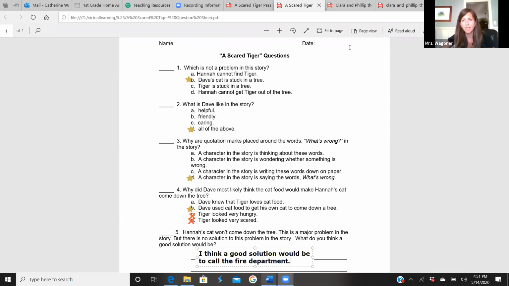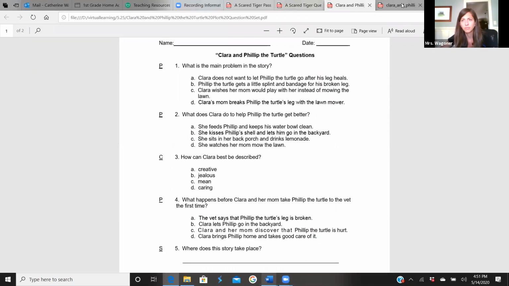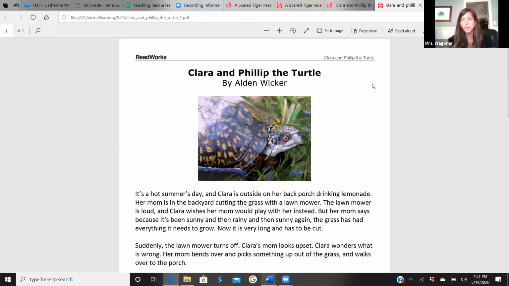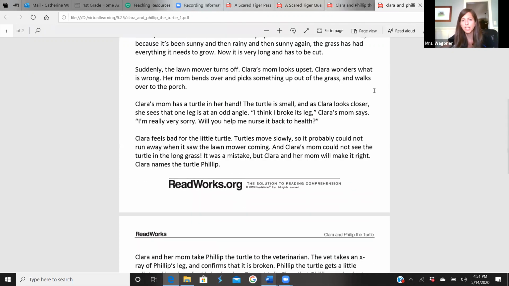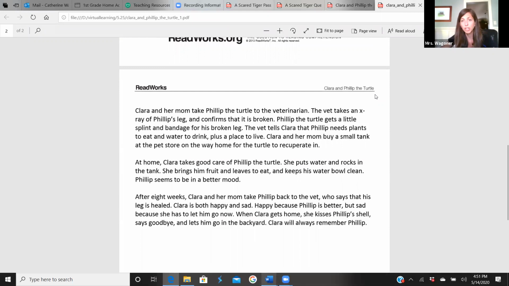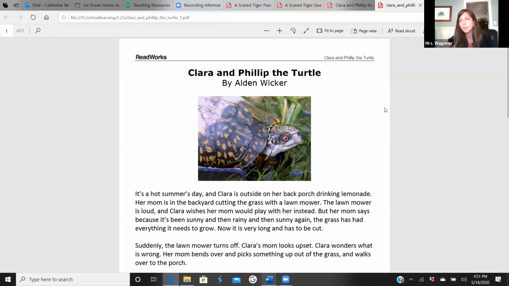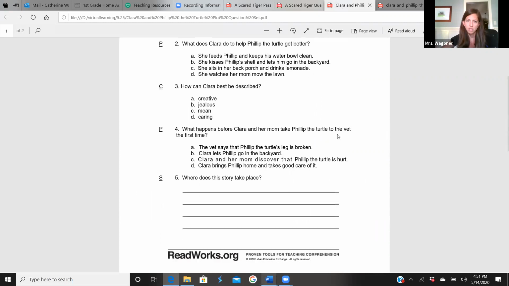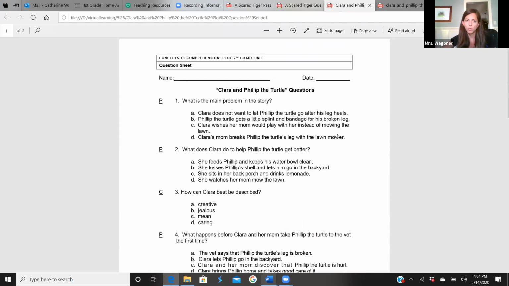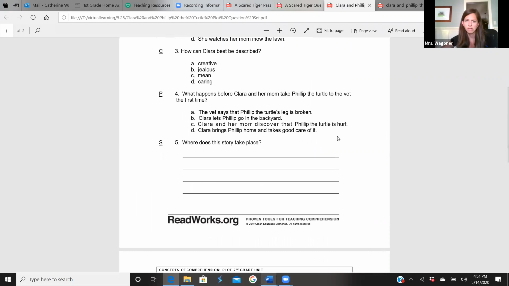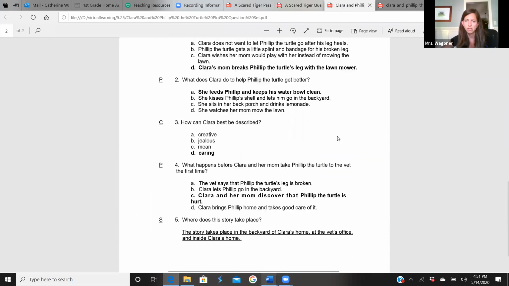Okay, let's go to our next text. All right, so this one, we're going to read the story together. I'm going to read it to you, and then you're going to be responsible for doing the answers. So what you can do is have a sheet of paper and list, there's going to be 5 questions, so you can list 1 through 5.